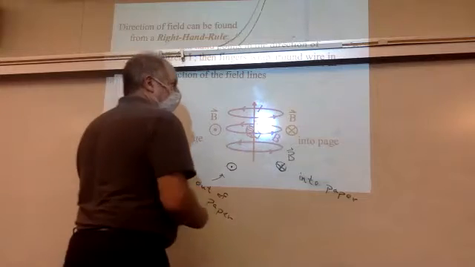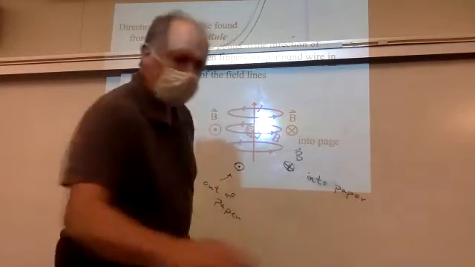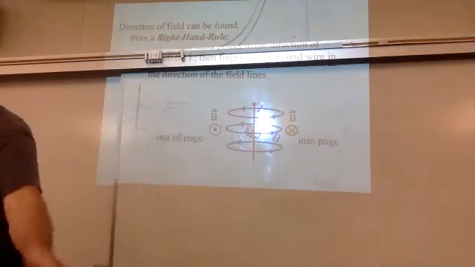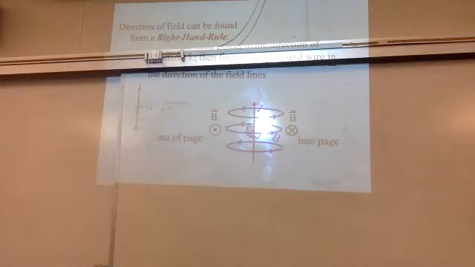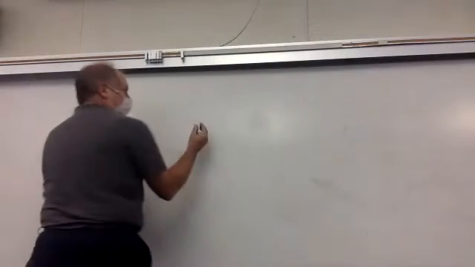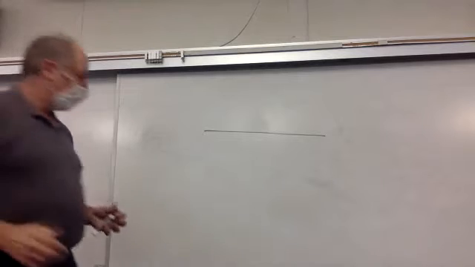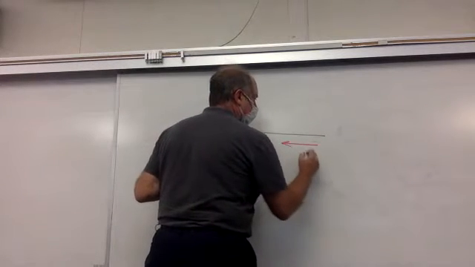Please, in your notebook paper somewhere, practice this right-hand rule stuff. So, draw a horizontal line. This is going to represent a wire. Okay? And we're going to pass current in from right to left.